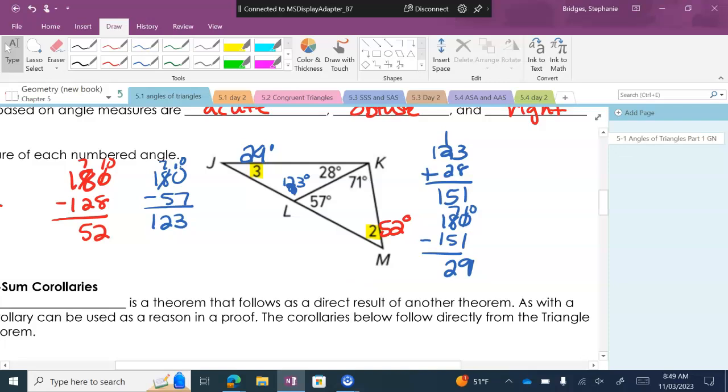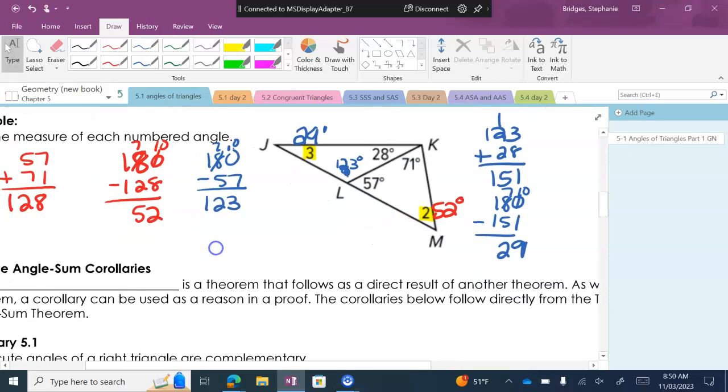In that next blank, it says that we're going to talk about the triangle angle sum corollaries. So the first blank says corollary. That's C-O-R-O-L-L-A-R-Y. Corollary. And a corollary is just a different theorem that follows from a previous theorem, okay?